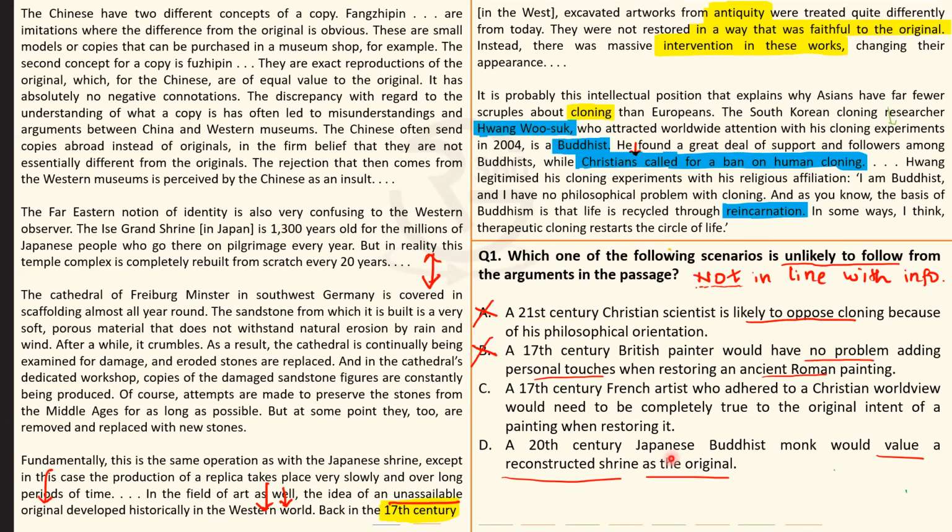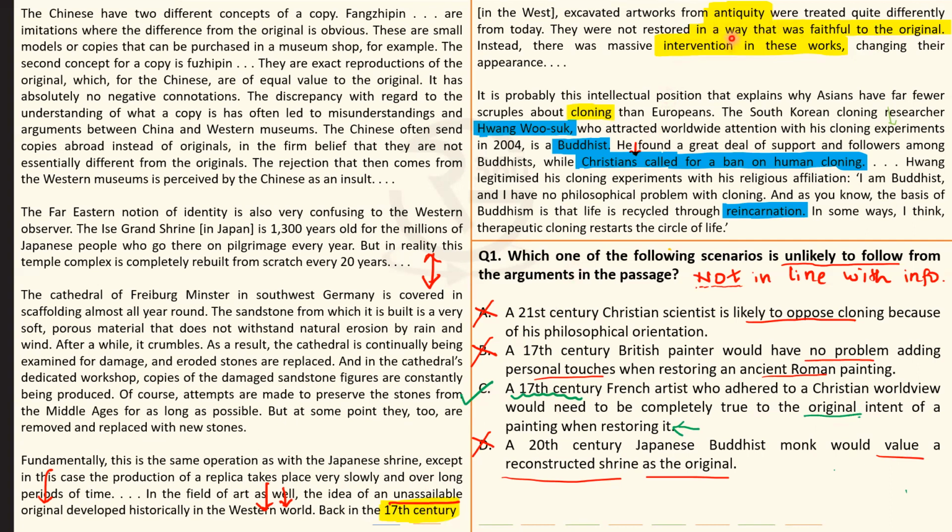So yes, as far as we are talking about somebody Japanese, this is all right, hence in line with the passage. आंसर नहीं होगा, आंसर बनता है ऑप्शन सी. Why? 17th century French artist जो क्रिश्चियन वर्ल्ड व्यू फॉलो करता है, he would need to be completely true to the original intent of a painting. No, as far as 17th century is concerned, we are given over here in Europe, what used to happen is they would be okay with making changes.